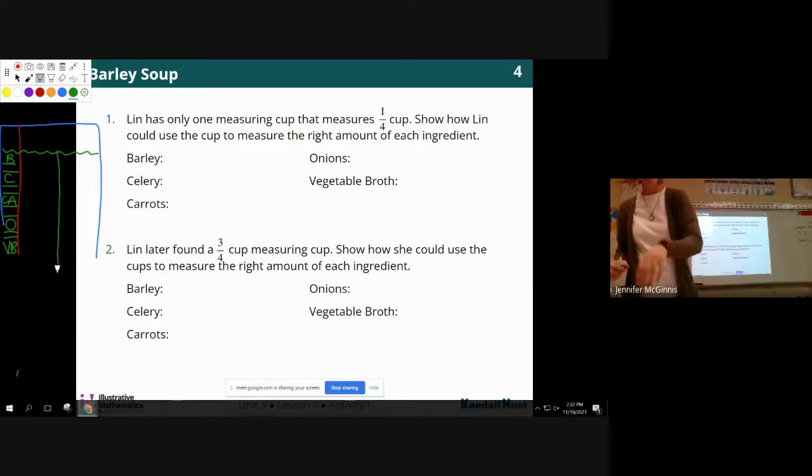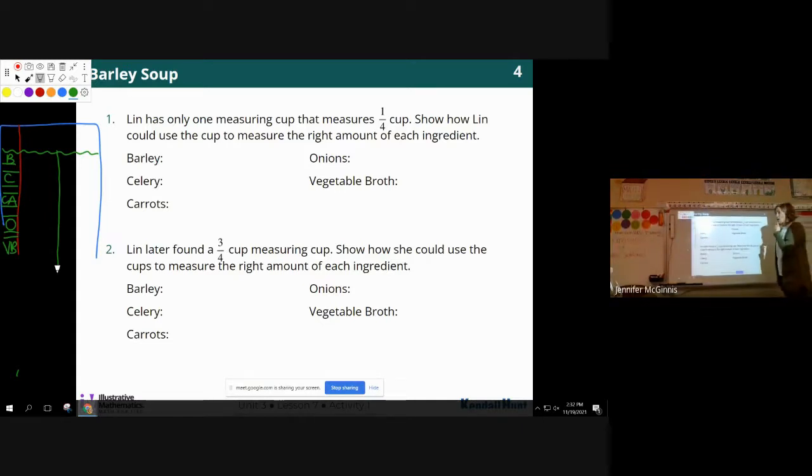Okay. All right. Now, let's read. So one of you has the recipe pulled up and one of you has the directions, right? The question. Lynn has only one measuring cup that measures 1/4. Show how Lynn could use the cup to measure the right amount of ingredients. So, picture this in your mind. Lynn is using barley, celery, carrots, onions, and broth, but the only measuring cup she has is the 1/4 of a cup. So, how much barley does she need?